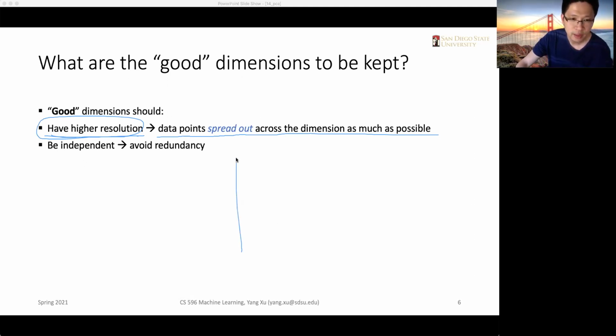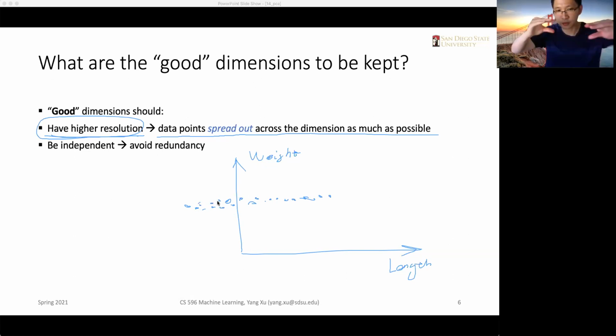So for example, if we have 2 dimensions, and we look at the scatter plot of the data, and the data looks like this, and assume that's the raw data, right? And assume that the x-axis is the length, and y could be the weight, for example. And you see that the distribution of the scatter plot is very narrow, okay? So if we compare these 2 dimensions, weight and length, right?